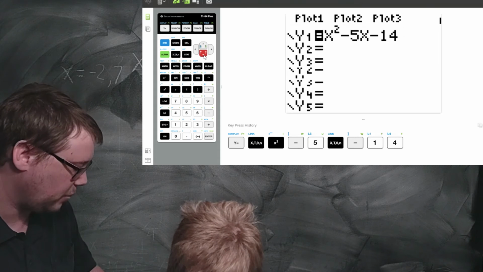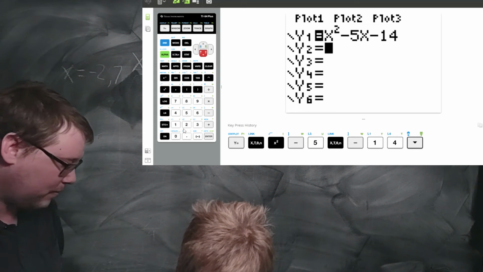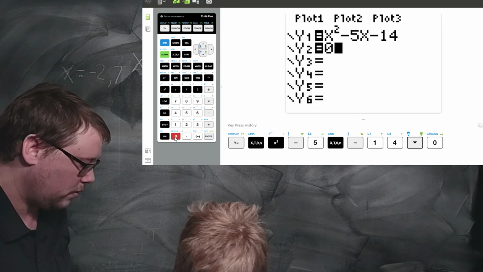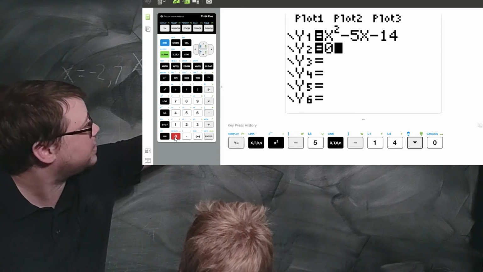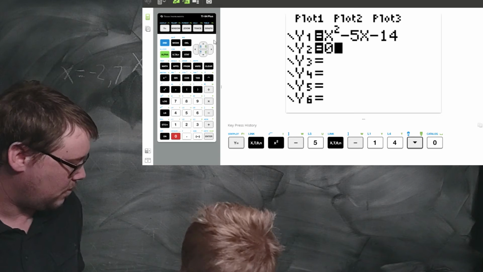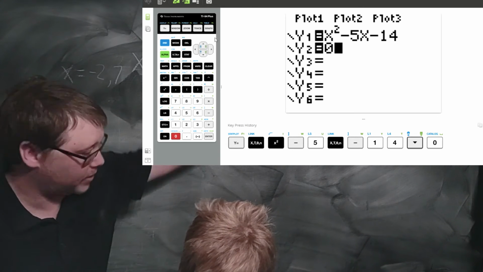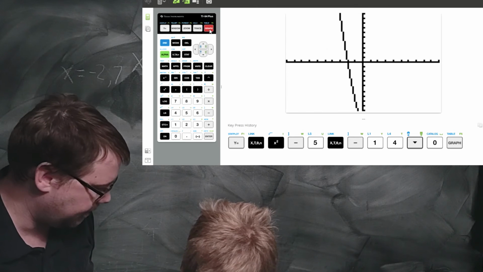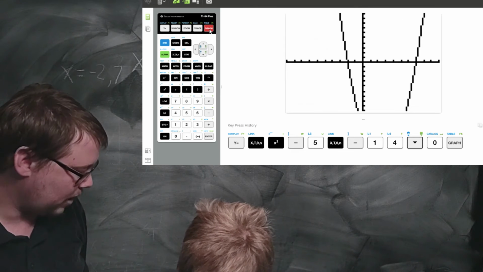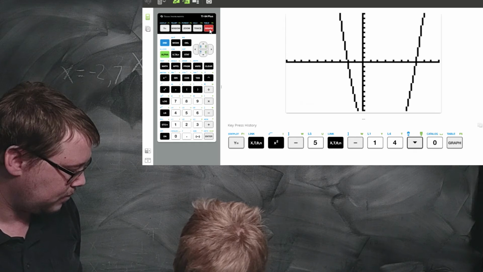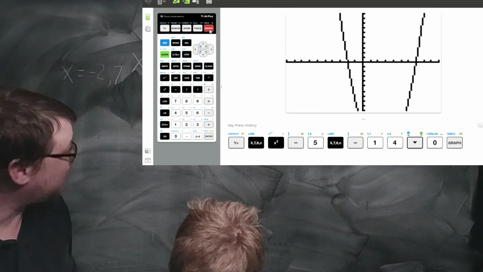Okay, and then what do we do with y2? It equals 0. Yep, that's the other side of the equation. What about y3? We don't need y3, we only need y2, because there's only 2 equations. Yep, hit graph, and we get to see our nice quadratic. So now we know what it looks like.